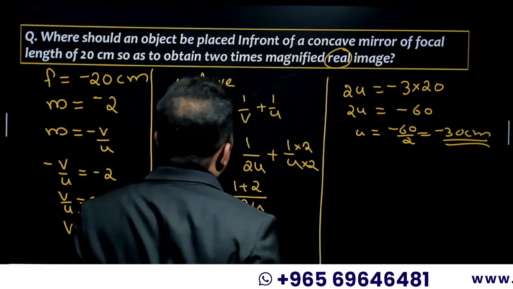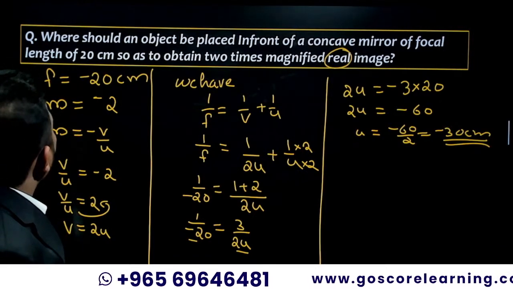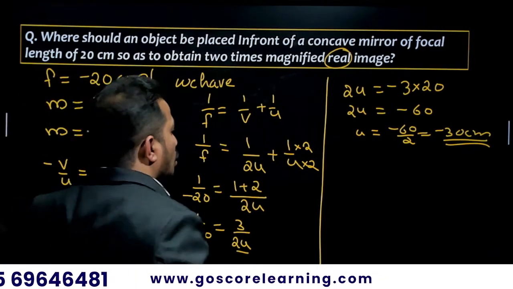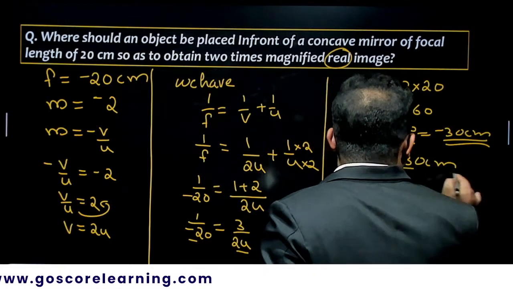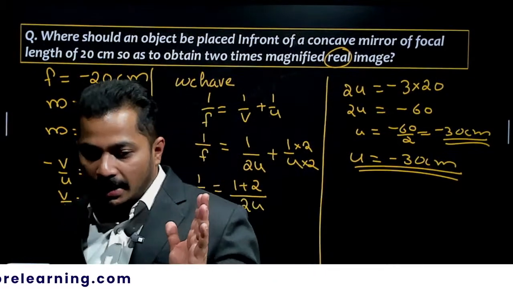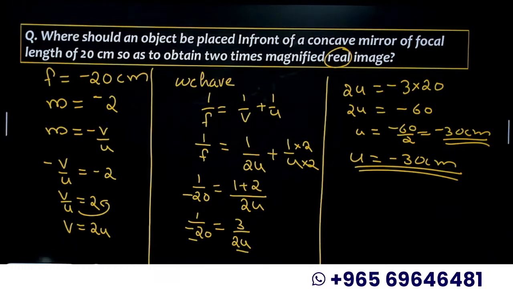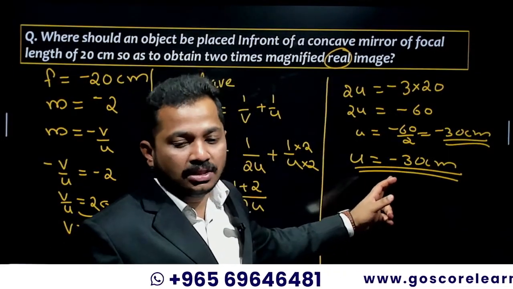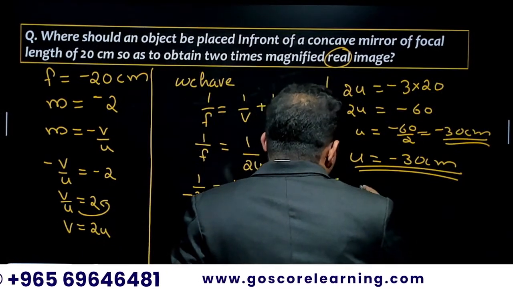So what is the question? Where should the object be placed in front of a concave mirror of focal length 20 centimeters to obtain a 2 times magnified image? So you have got U is equal to negative 30 centimeter. It is object distance which is asked. Where should the object be placed in order to get a 2 times magnified image? But you are not supposed to stop your answer by writing U is equal to minus 30. You should write that the object should be placed.